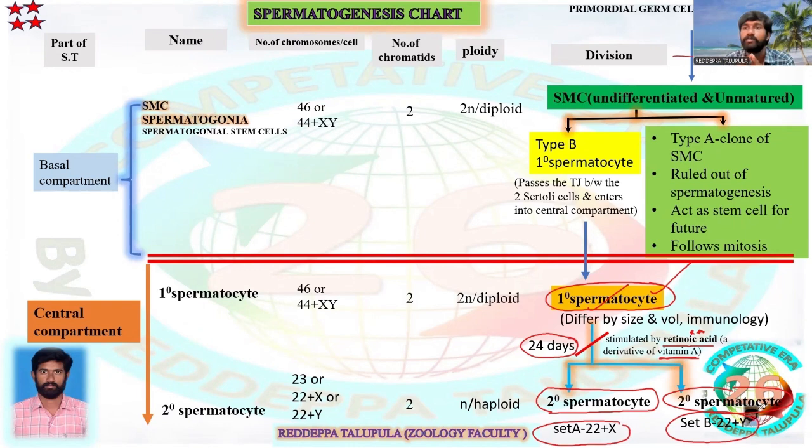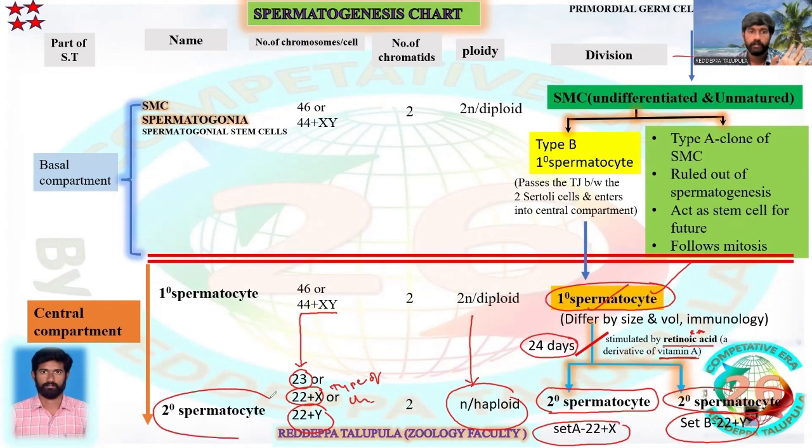That means in meiotic division 1, the homologous chromosomes will be separated. That means ploidy will be reduced. Because of that, the ploidy 2N is converted into N, and the number of chromosomes per cell, 46, is converted into 23. 44 plus XY is converted into 22 plus X or 22 plus Y. This will be the number and type of chromosomes per cell. Okay, so these are the secondary spermatocytes.